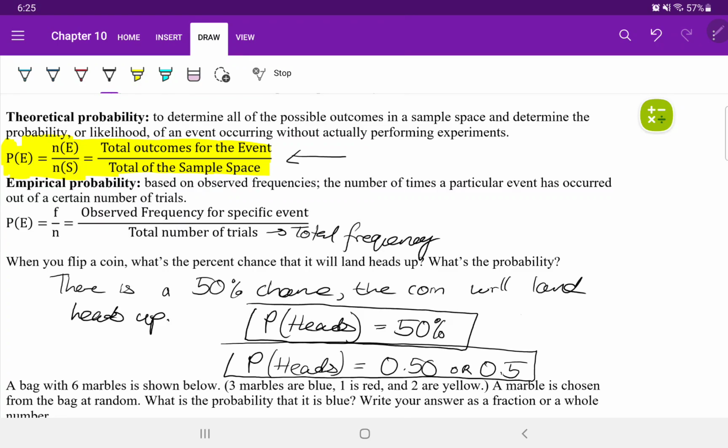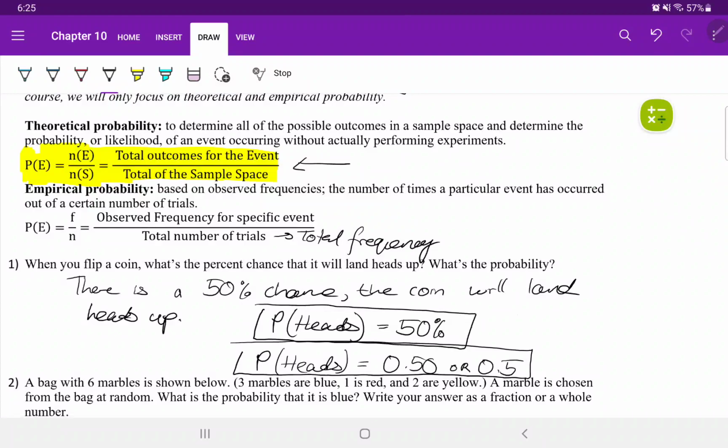And you can represent your probability in another way, which is as a fraction. There's a 50% chance of the coin landing heads up, which means half of the time it will land on heads, half of the time it will land on tails. So the probability that the coin will land heads up can also be written as 1/2.